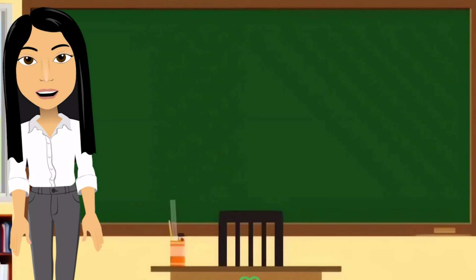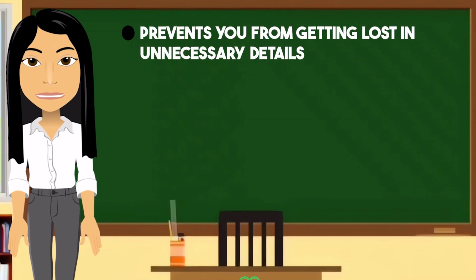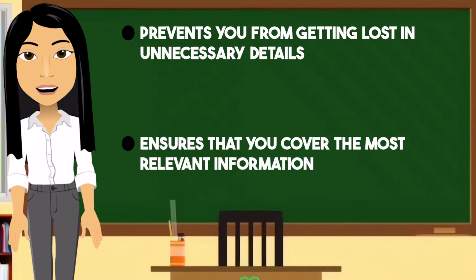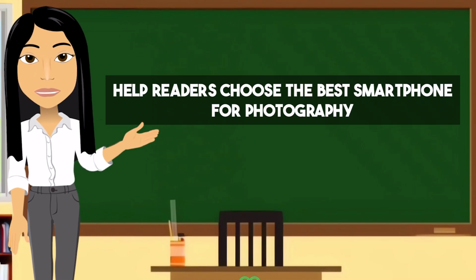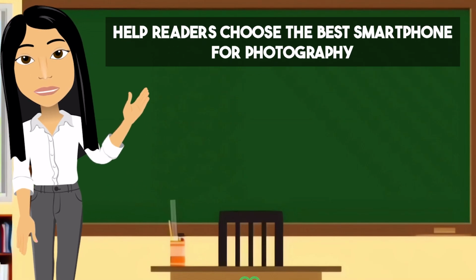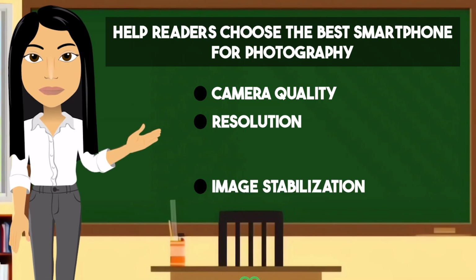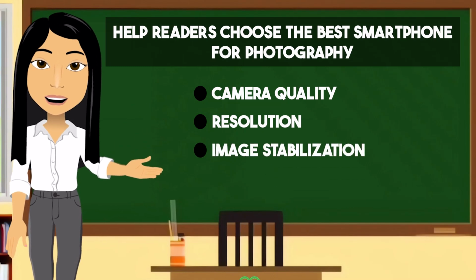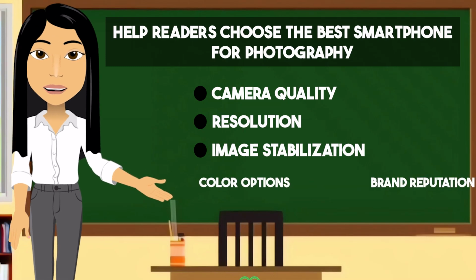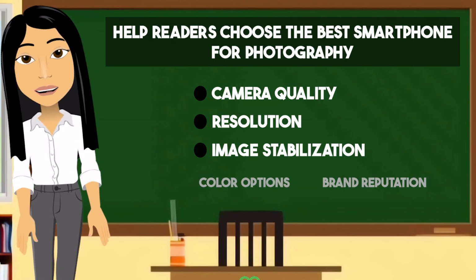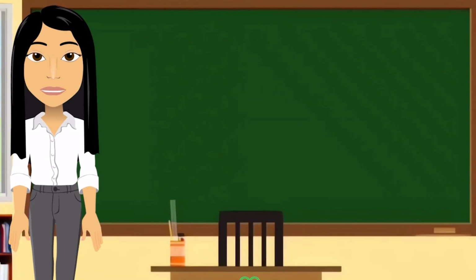Understanding your task is akin to having a clear destination before you start a journey. It prevents you from getting lost in unnecessary details and ensures that you cover the most relevant information. For instance, if your goal is to help readers choose the best smartphone for photography, focus on camera quality, resolution, and additional features like image stabilization, rather than less relevant factors like color options or brand reputation. By fully understanding the task, you lay the groundwork for a well-structured and meaningful comparison.